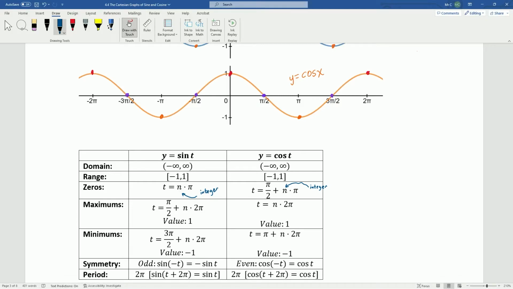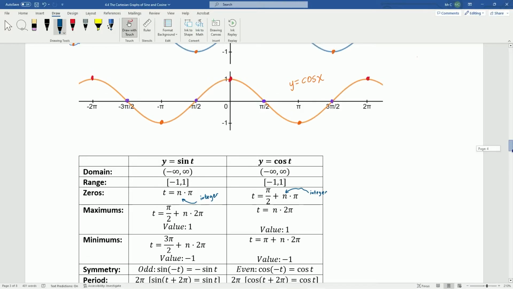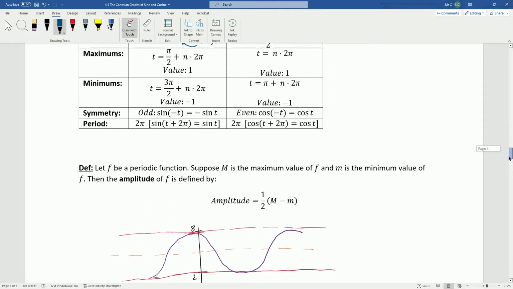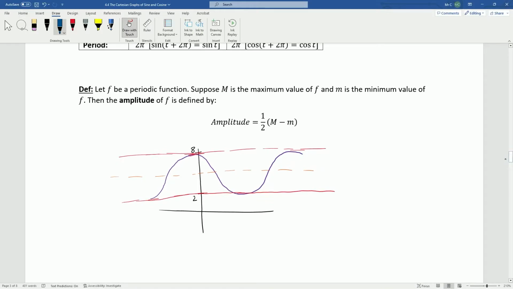And again, we know that sine has odd symmetry, cosine has even symmetry, and the period for both of these functions is 2 pi. Okay, so we're going to introduce another definition here. Let f be a periodic function.